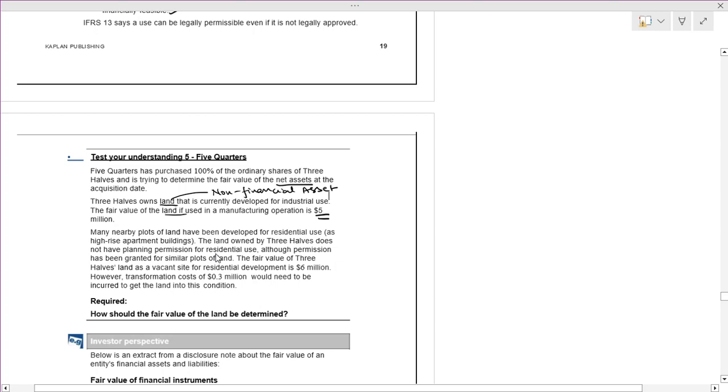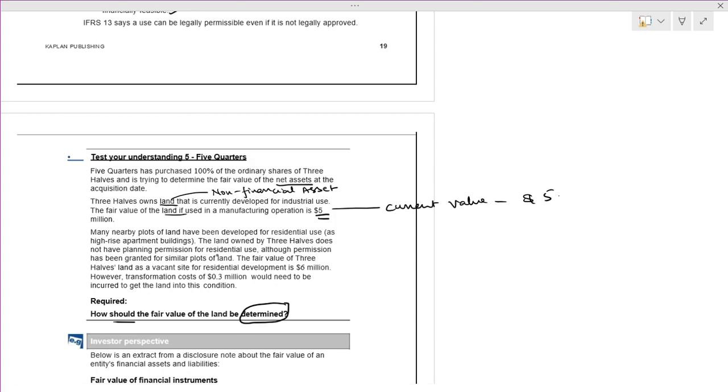Okay, this is non-financial. What is the fair value of the land? The fair value of the land is 5 million. How should the fair value of the land be determined? Here they are asking us very clearly how we are going to determine the current value. The current value of land is 5 million.